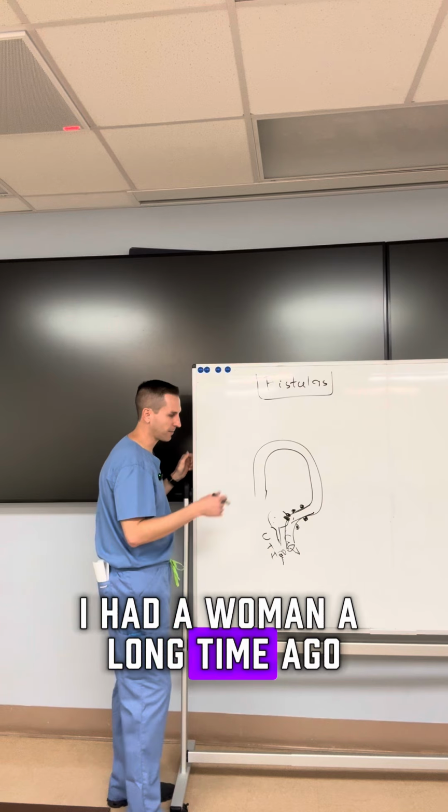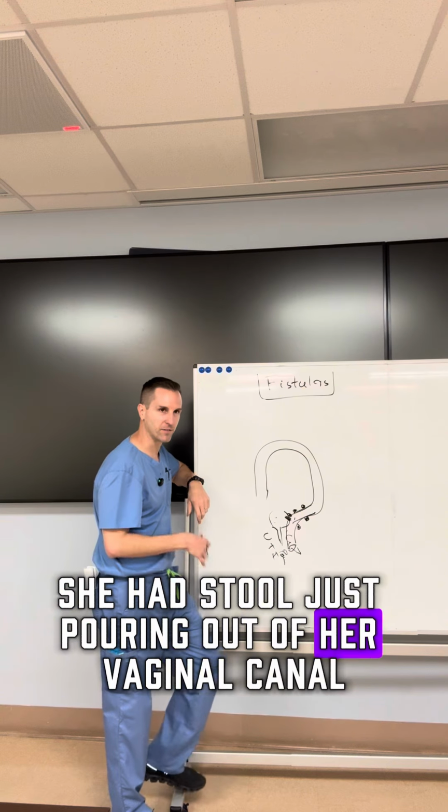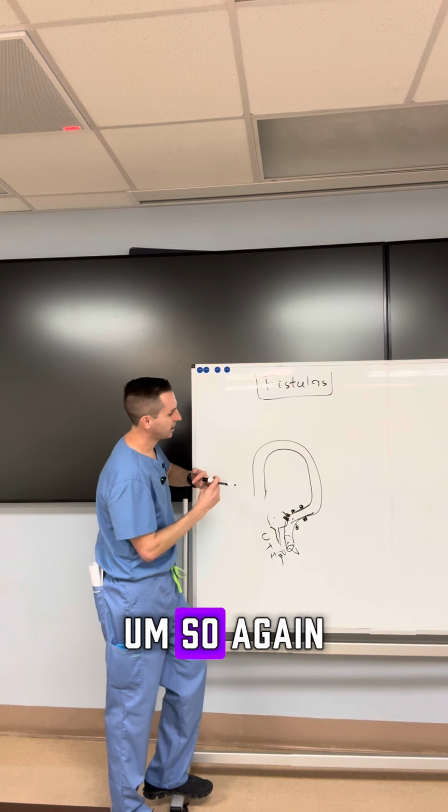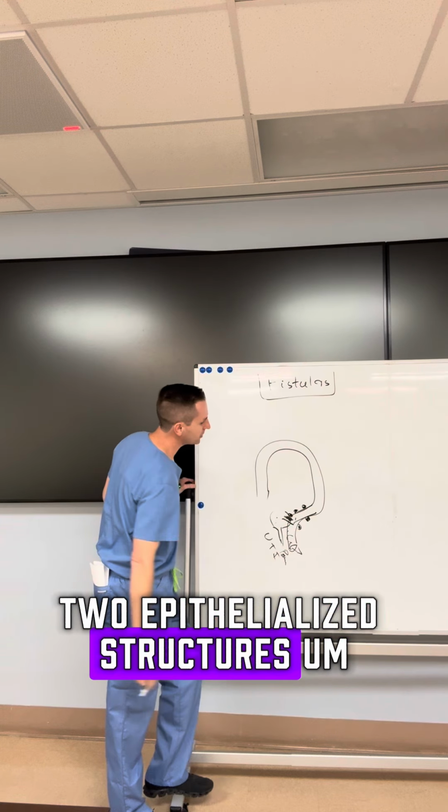I had a woman a long time ago who had stool just pouring out of her vaginal canal. She had a fistula there. So again, two epithelialized structures.